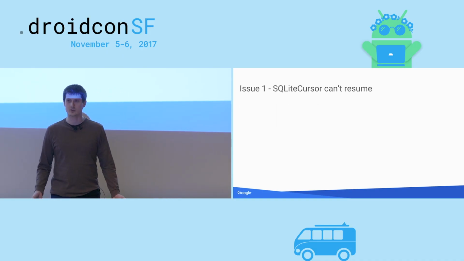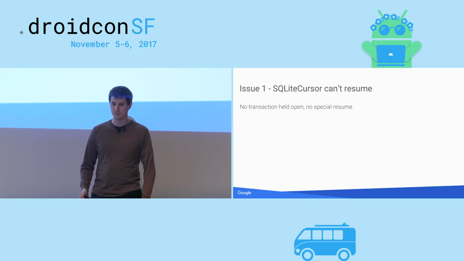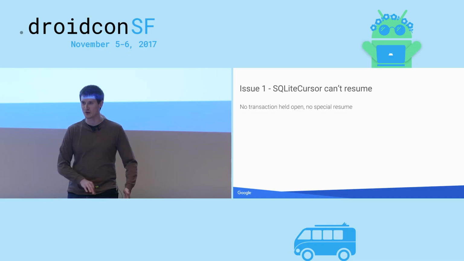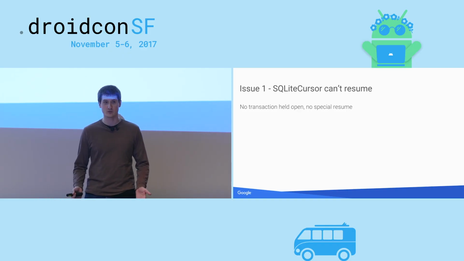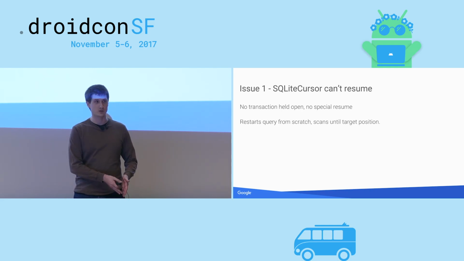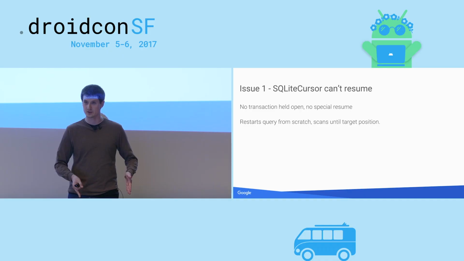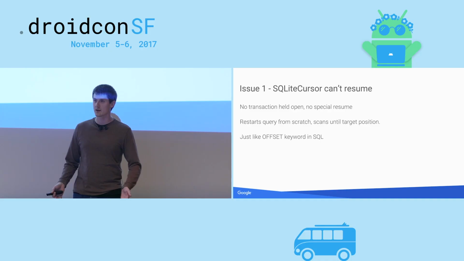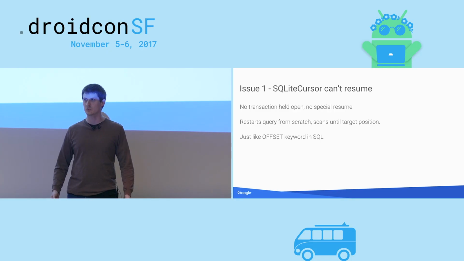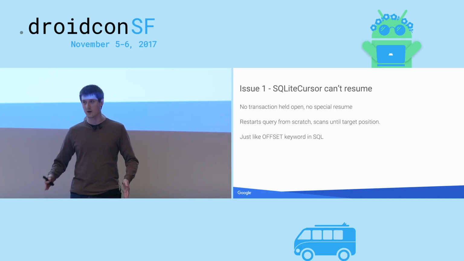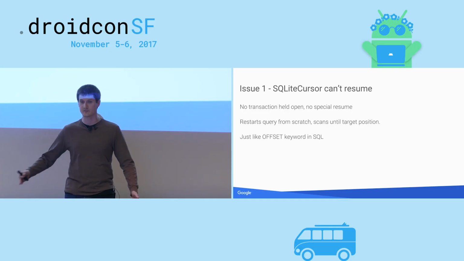So first of all, SQLiteCursor can't resume its previous query. There's no transaction held open, which is pretty intuitive. You don't want to hold a database transaction. It actually restarts a query from scratch when it's loading a new page, scans through all of the results that it's already seen, and starts reading at the new position. Now, this isn't terrible. This is just like the OFFSET keyword in SQL. It's not the end of the world with relatively small queries, but as your load size gets larger, as you're paging in hundreds of thousands of items, you start paying to just traverse those rows and find what you want.